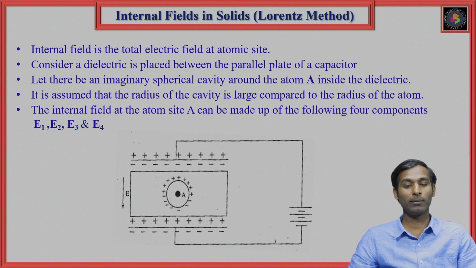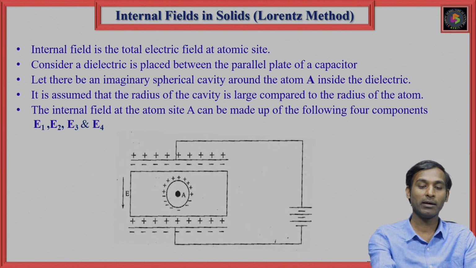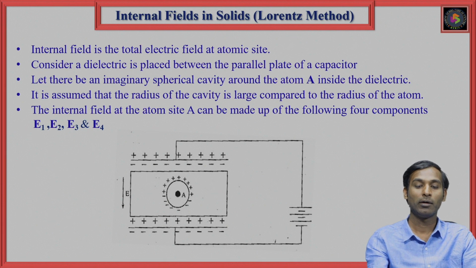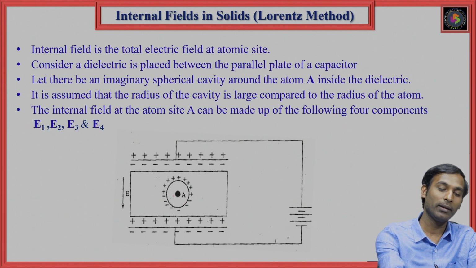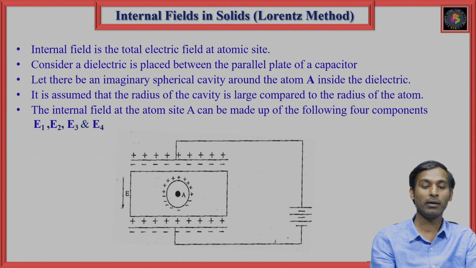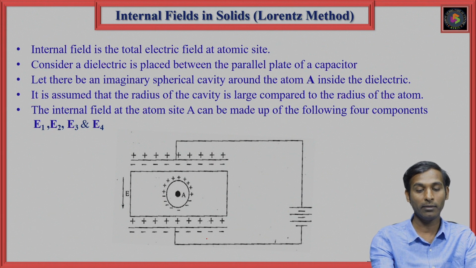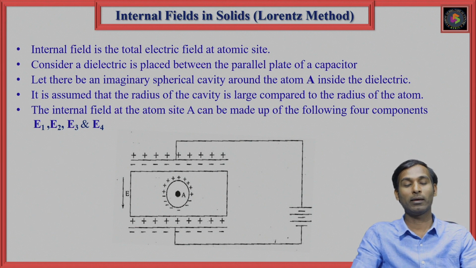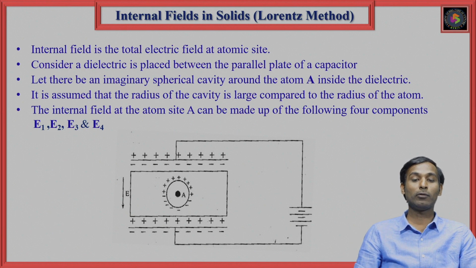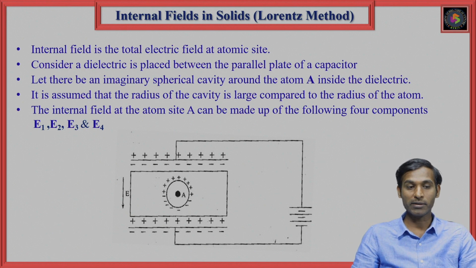This is the diagram. The dielectric material, we are taking the parallel plate capacitor. Now we are keeping the molecule here. This is the spherical cavity, that is a sphere. Now we are applying the external electric field in this direction. See a positive plate with a negative plate. If you apply the external electric field, charges are accumulated with each other. See here, the internal field is the total electric field at the atomic site.